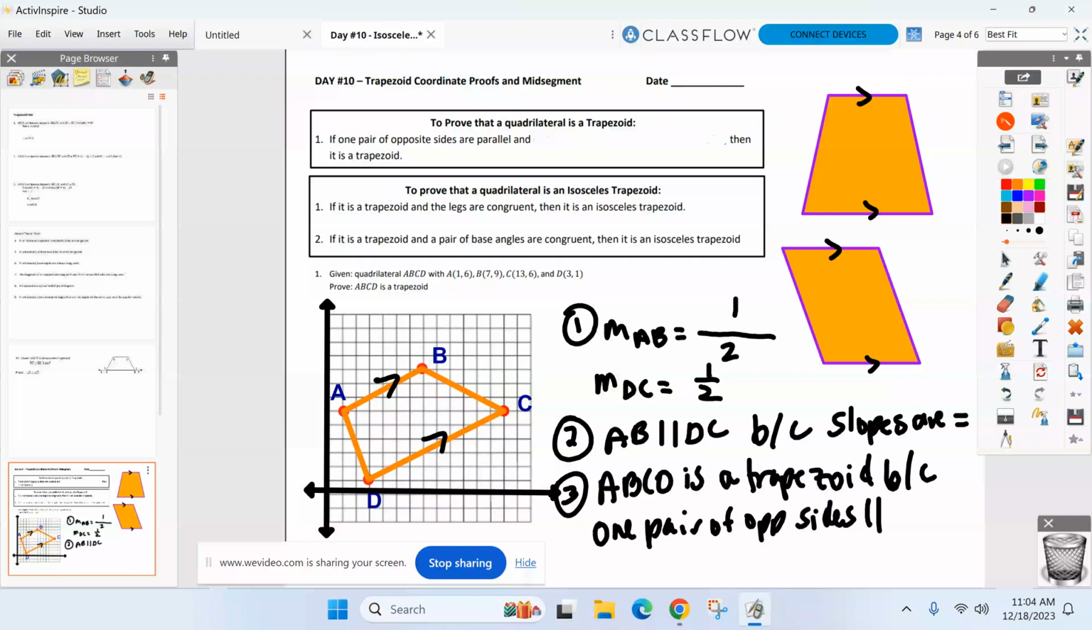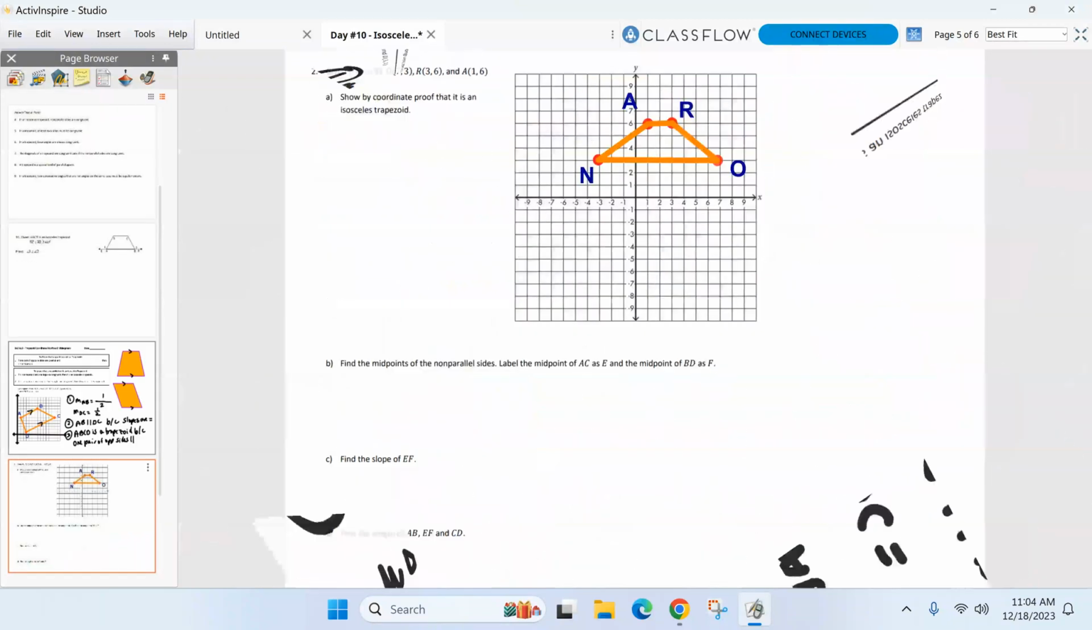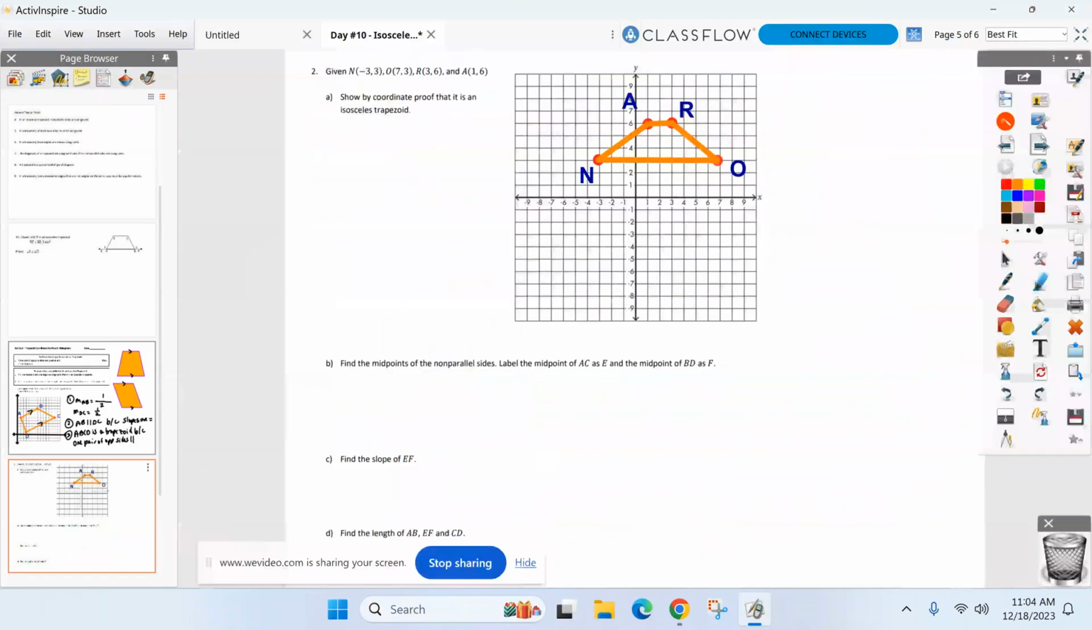Now, the only other thing I could ask you is, how do you show me it's isosceles? An isosceles trapezoid. Same thing, except we have one extra step. So go ahead and graph here. Same thing, except now just one extra step.